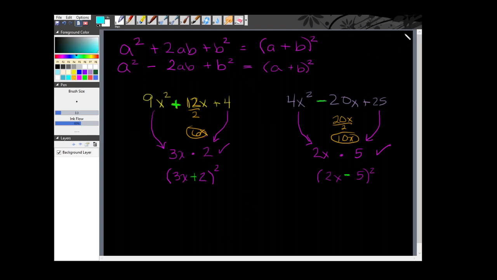Alrighty, one more for the road. So we have 16x squared minus 24x plus 9. So my target number, I have 24x divided by 2 is 12x. That's my goal. So then the next part, right, we take our square roots. So 16x squared, the square root is 4x. Square root of 9 is 3. 4x times 3 does equal 12x. So we can say 4x and 3 in the parentheses being squared. And then we take that first sign, the minus, and we put it in between.